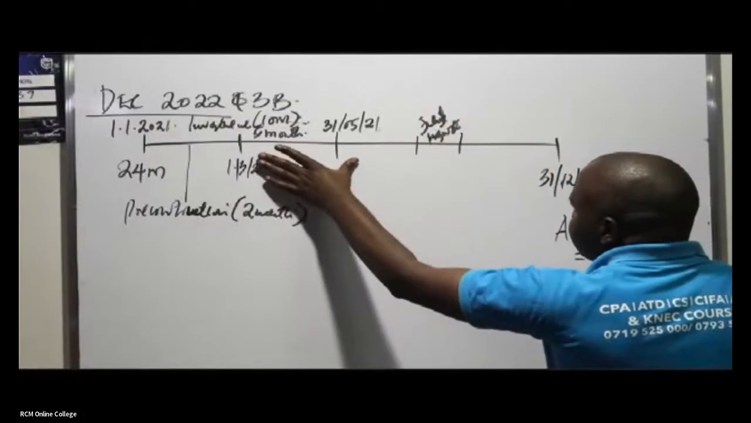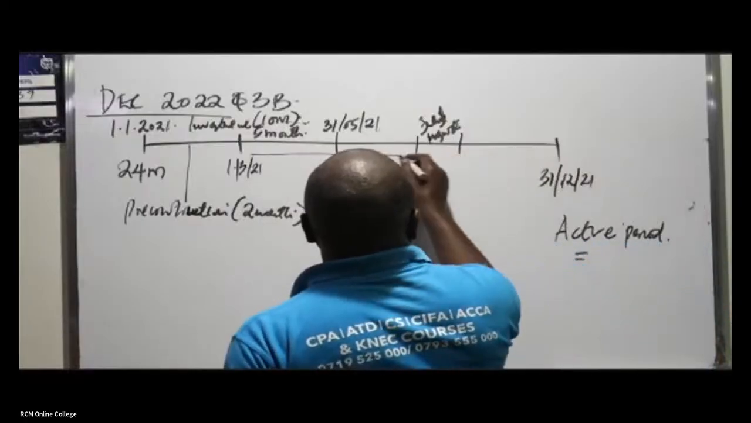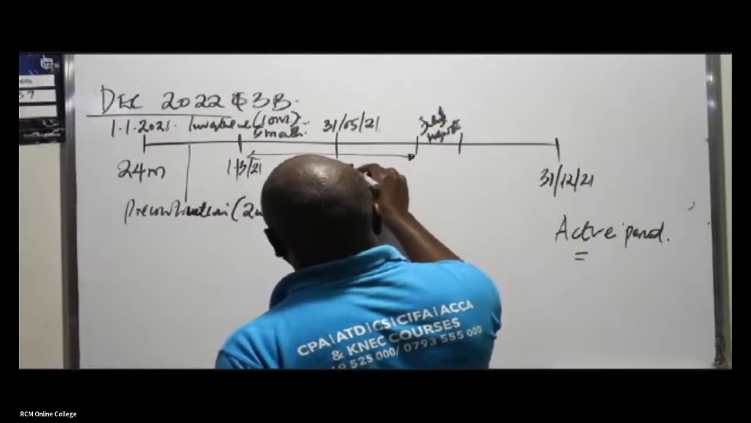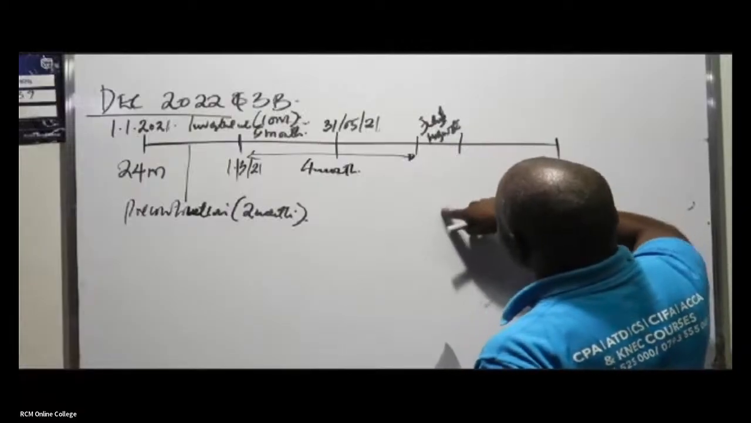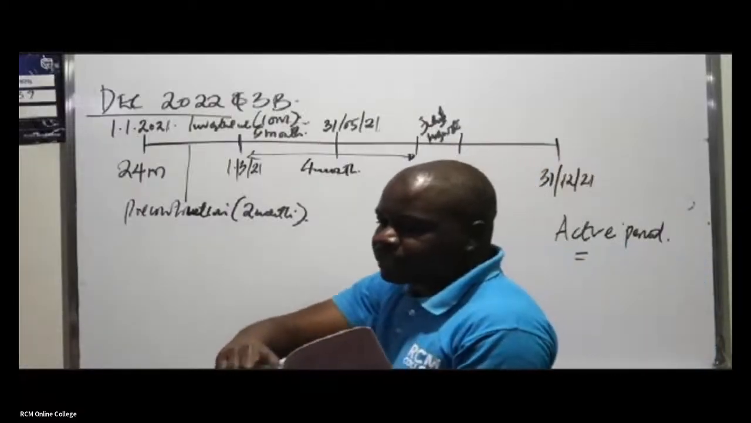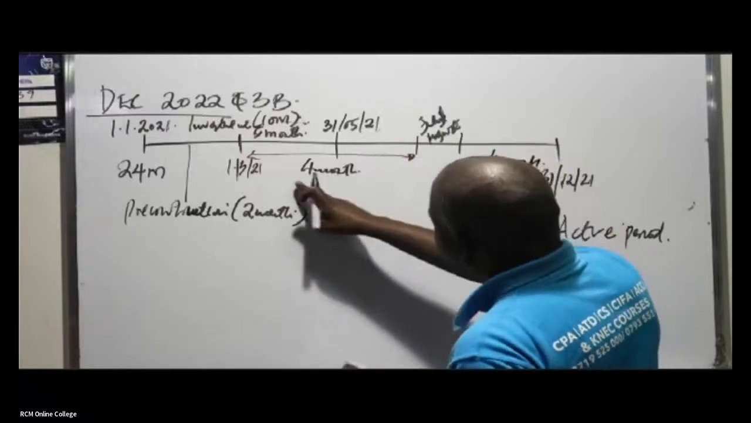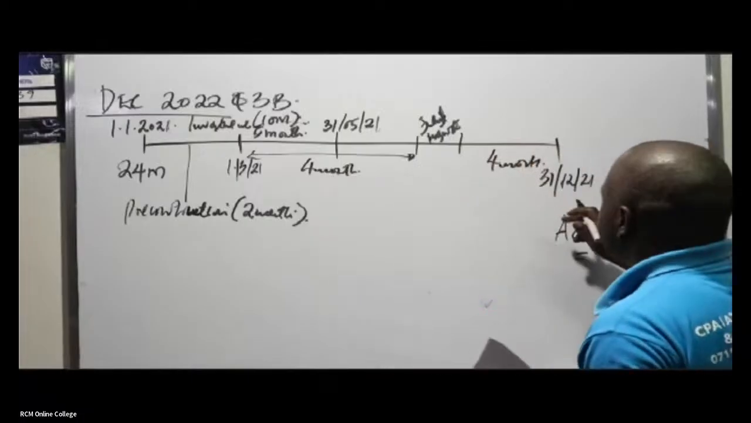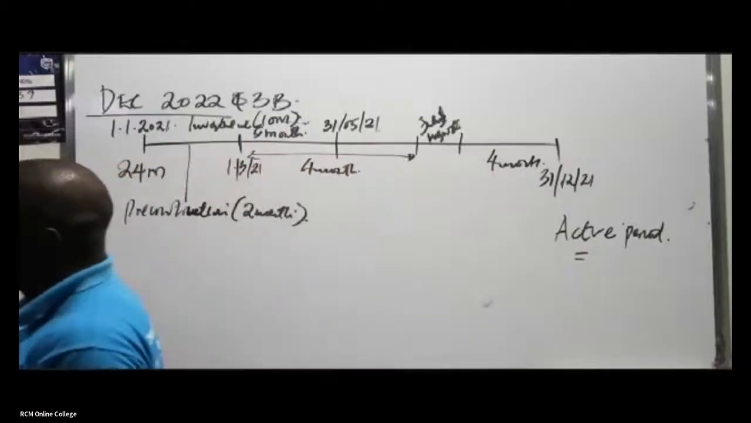So before this period of July and August, the 4 months, there was activeness in terms of construction. But July and August, there was inactivity. But now September, October, November, December, they constructed 4 months. So the period of active construction is 4 plus 4, which is 8 months.